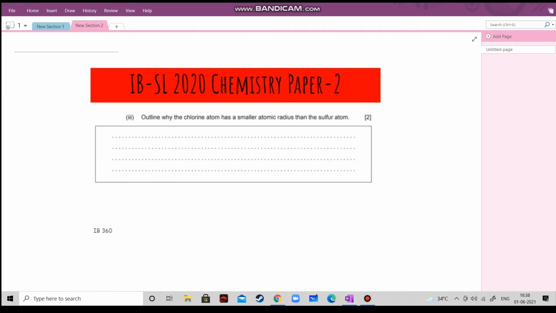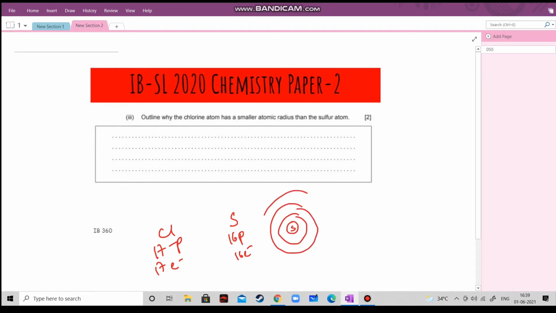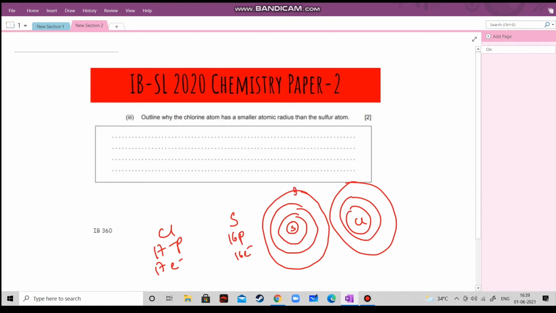Now, in the third part of A, we need to outline why the chlorine atom has a smaller atomic radius than the sulfur atom. This is a very simple question. Chlorine has 17 protons and 17 electrons, while sulfur has 16 protons and 16 electrons. You can see that chlorine has more protons as compared to sulfur. If I draw sulfur and chlorine, let's say this is my sulfur, I'll draw the outermost electrons only, and let's say this is the chlorine. Sulfur will have 6 electrons in the outermost orbit, while chlorine will have 7 electrons here.